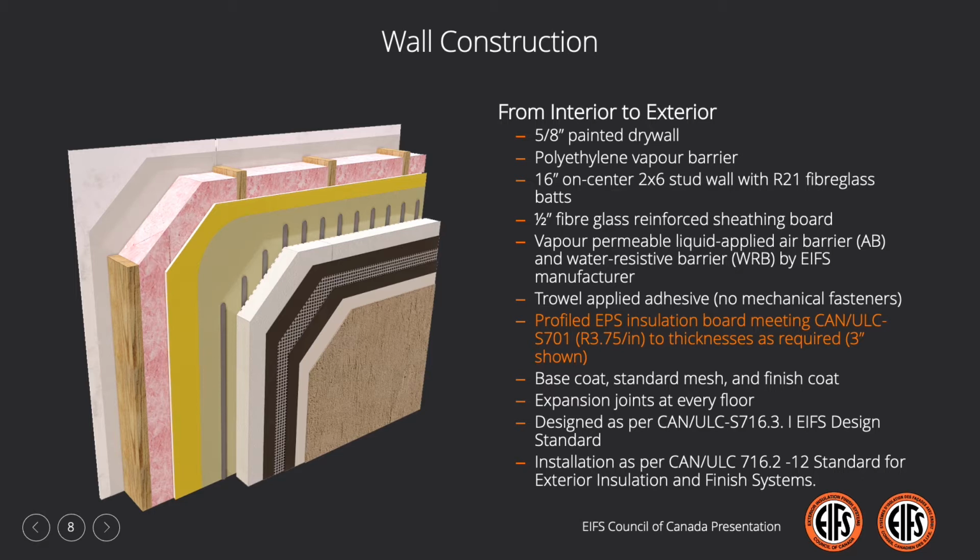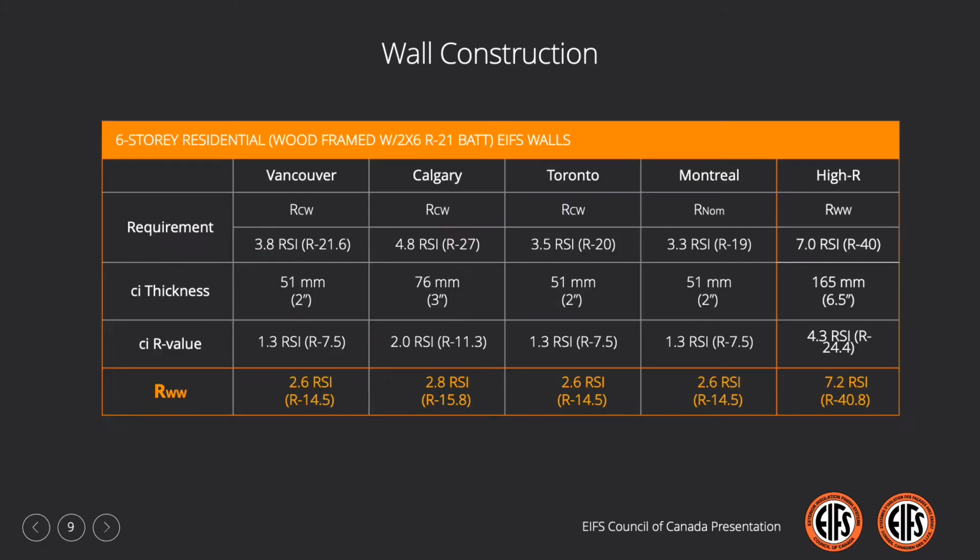The design of the system corresponds with the requirements of S716.3, which is the EIFS design standard, and installation followed as per S716.2. No changes in design or construction methods were needed or applied to this EIFS wall assembly to achieve the target whole wall R values that would be met by the other assemblies. So how did our wall assembly do?